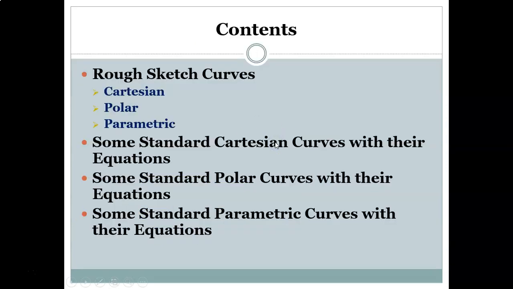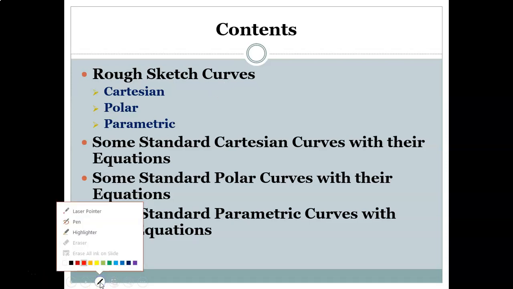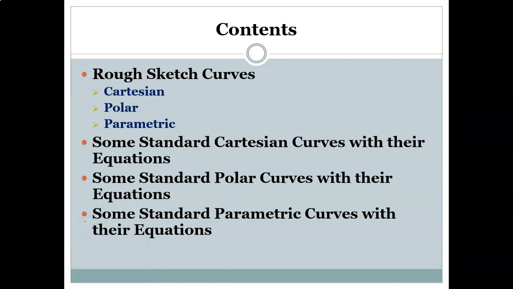So here first we talk about the rough sketch of the curves, because every time it is not possible to draw a table for a curve. As you have learnt in the lower classes, this is x, this is y, and you put certain values of x here and you get the values of y, and then you can have a plot. That is an actual plot, but here we are not talking about the actual plots.